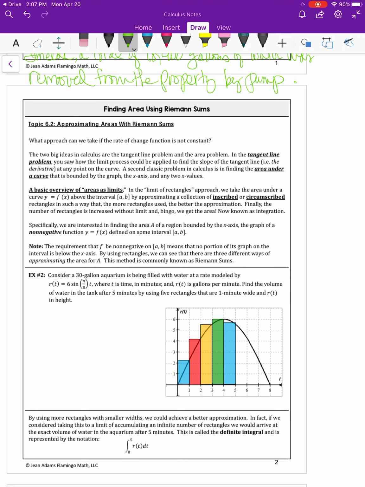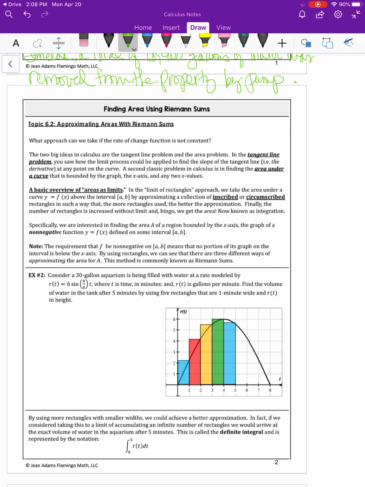A basic overview of areas as limits. In the limit of rectangles approach, we take the area under a curve y equals f of x above the closed interval [a, b], by approximating with a collection of inscribed or circumscribed rectangles in such a way that the more rectangles used, the better the approximation.